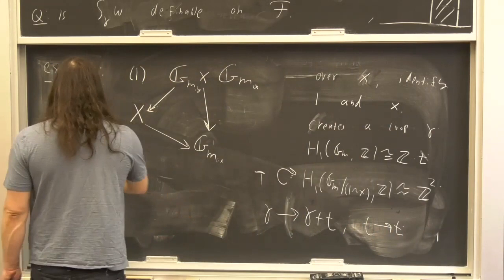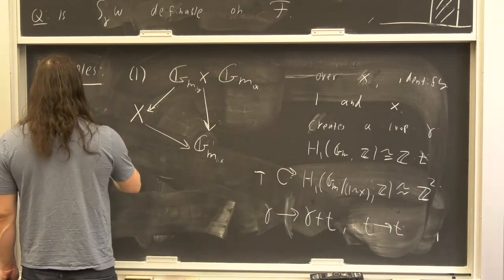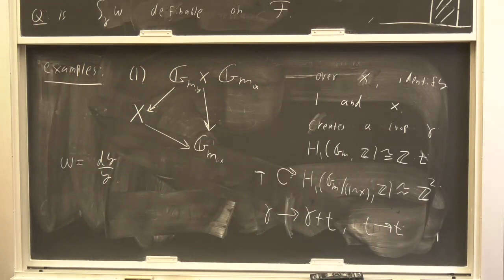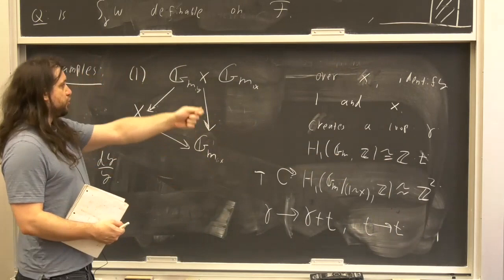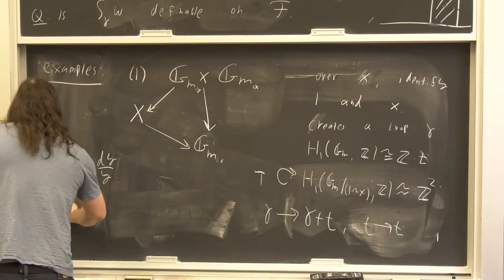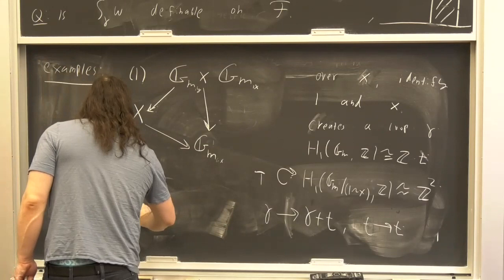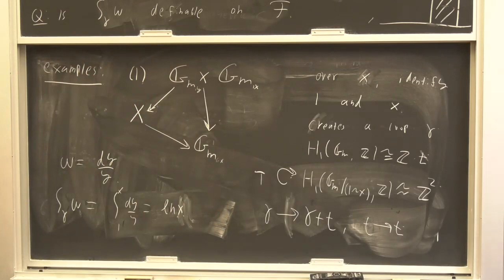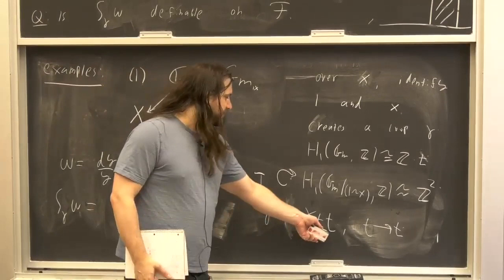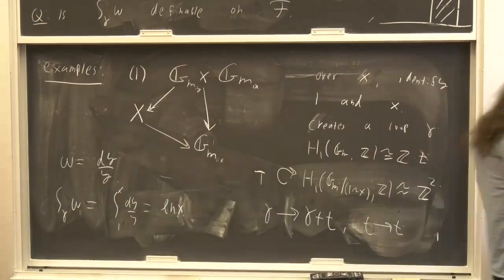Now, finally, we can take the differential form omega to be dy over y, which is the constant differential form as we vary. What are we doing if we're integrating it along gamma? We're integrating dy over y from 1 to x, and that's just log x. So using this setup, you can get log x as a period. And of course, this monodromy explains log x modulo a value. That's a classical example.